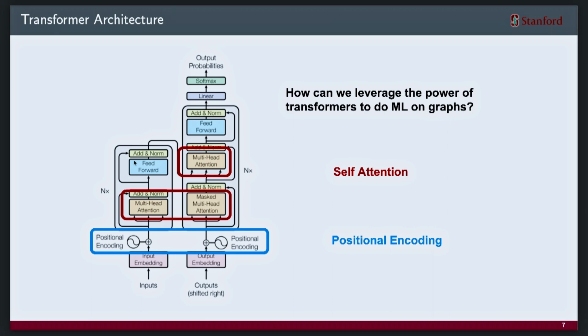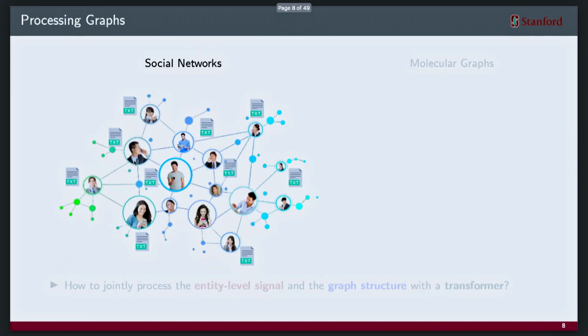And graph aficionados like myself, and I believe many of you here, are very interested in somehow leveraging the power of the transformer in doing machine learning and deep learning on graphs. However, when it comes to processing or learning with graphs, things become very tricky, and there are many reasons behind that. One of them is that graphs usually have multiple and diverse modalities of information. They have at least two: information at the entity level and information at the graph level, which is the graph structure.